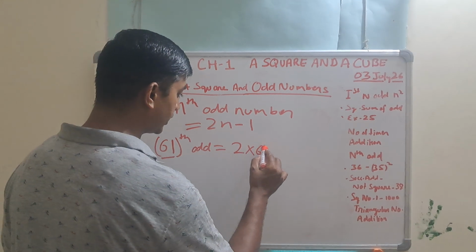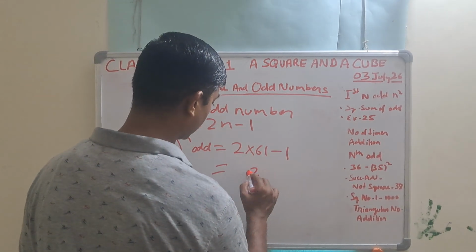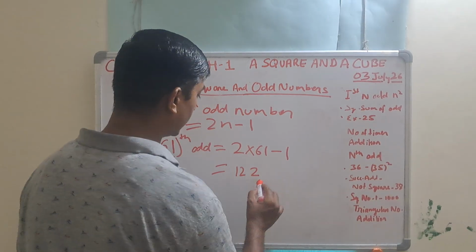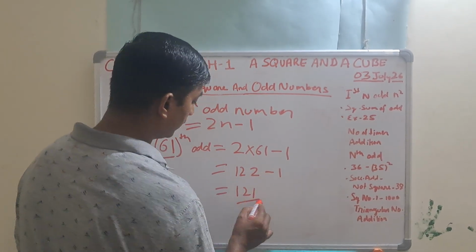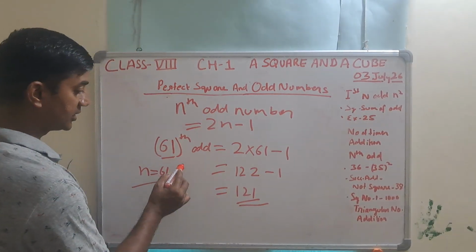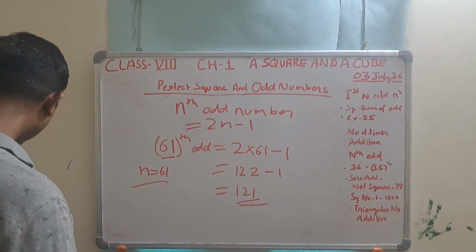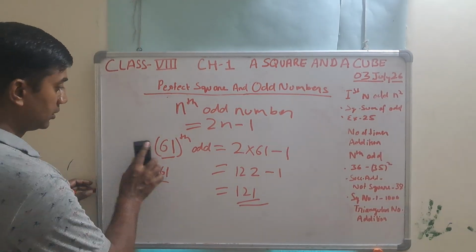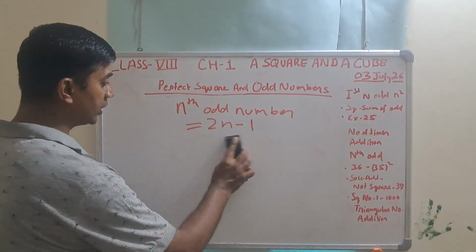2 into 61 minus 1. We got the result 122 minus 1, that is 121. 121 is the 61st odd number, right? So if the question asks to find the nth odd number, we will use this formula 2n minus 1.